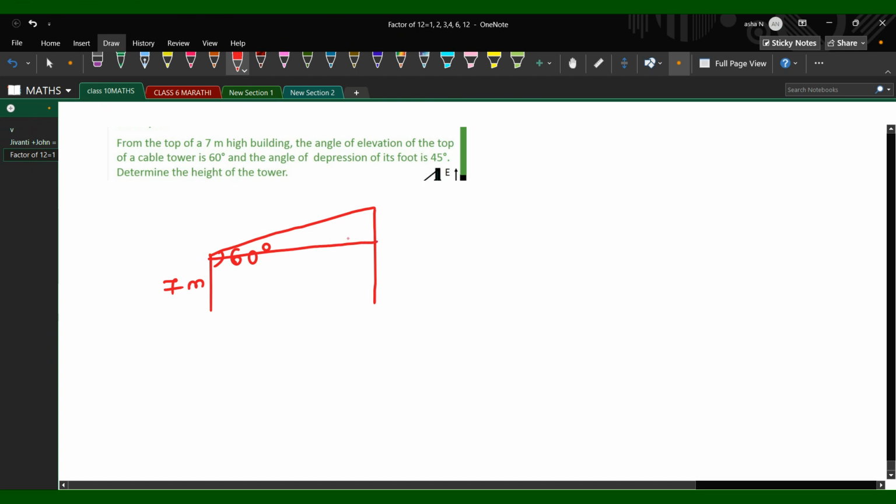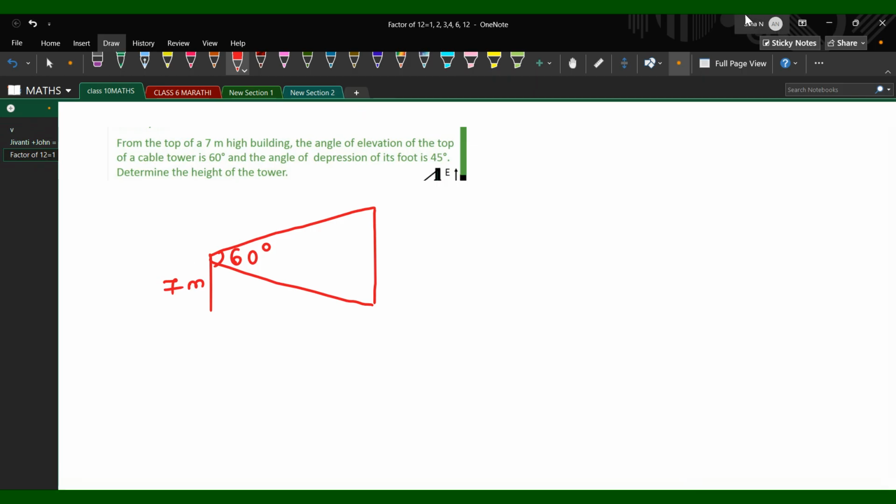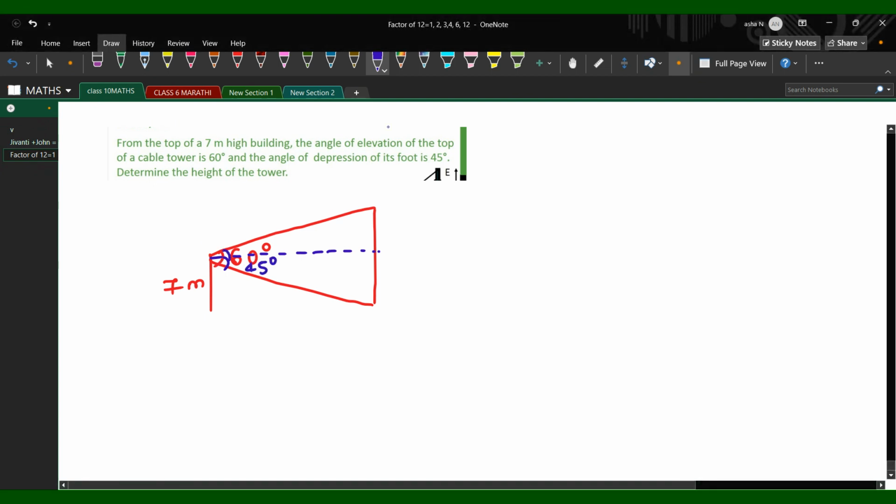So let us take it in this way. Depression is this, down. 45 degree. But how will we make the depression? We have to make a straight line also. Then only the angle of depression will work, which is 45 degree, because it is up in the sky, not on the ground level. So let us make that line of sight here. So this is 45 degree and this one is 60 degree. Determine the height of the tower.